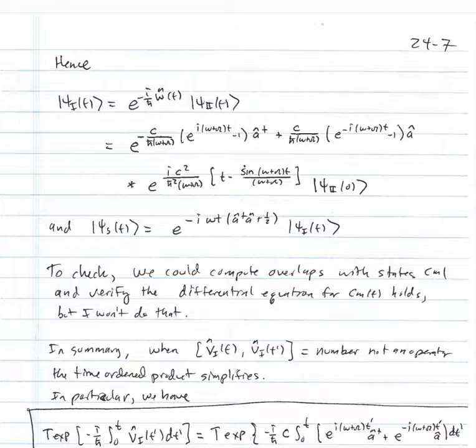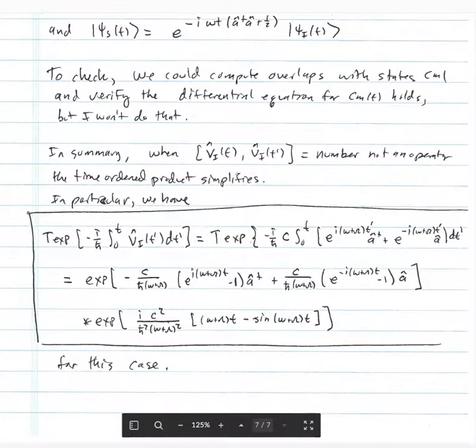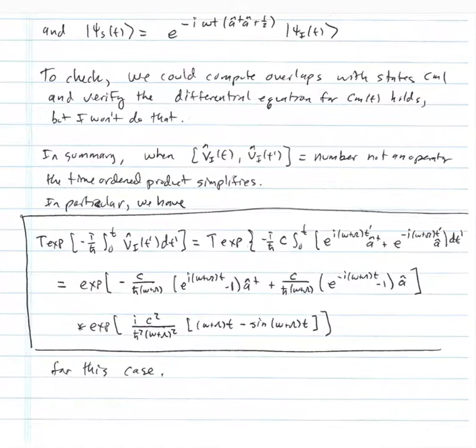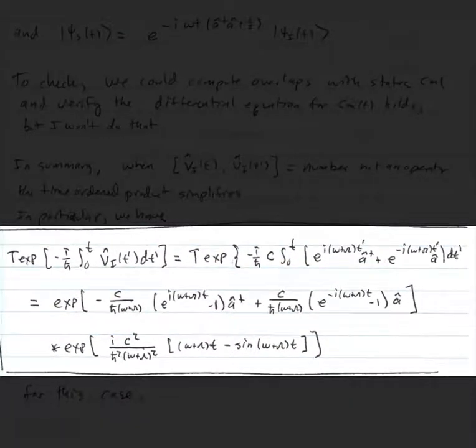I'm not going to do that. It's a little bit messy to try to work that out. But the summary is that when the commutator of VI of t with VI of t prime is a number and not an operator, then the time-ordered product simplifies. In particular, what we find is the time-ordered exponential of minus i/ħ integral from 0 to t of VI of t prime dt prime is equal to the exponential of minus i/ħ c integral from 0 to t of e to the i(ω+Ω)t′ a dagger plus e to the minus i(ω+Ω)t′ a, dt prime. That's the definition of the interaction picture time evolution operator.